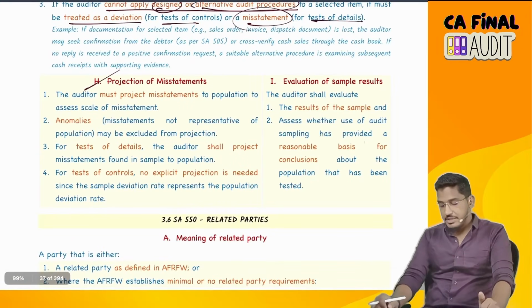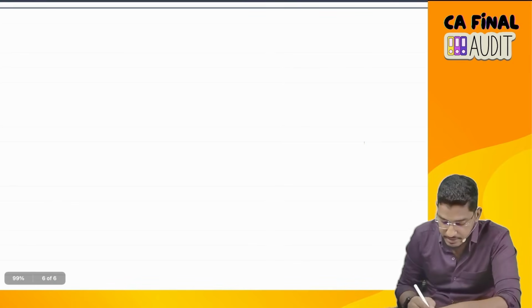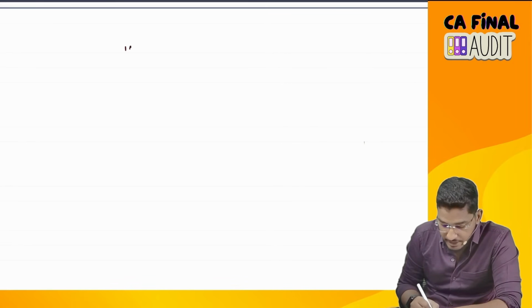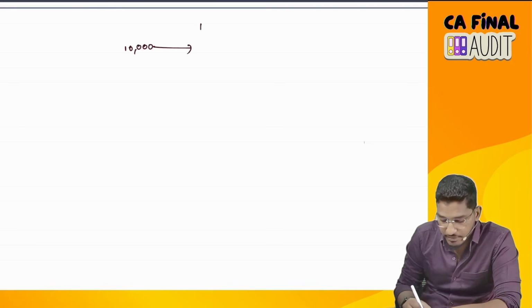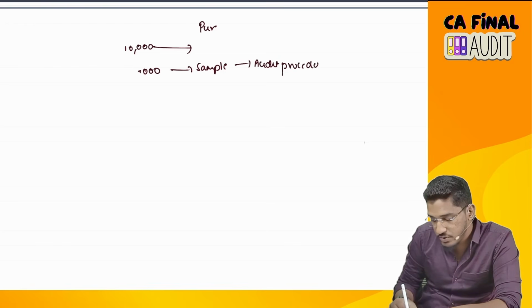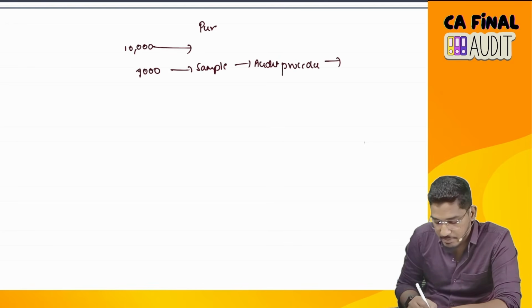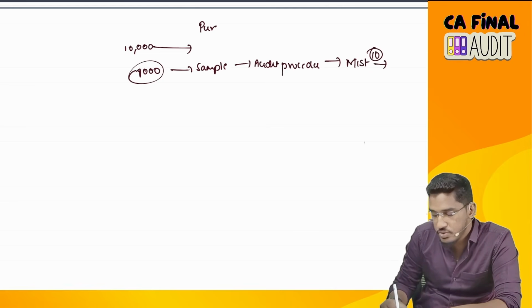Then, projection of the misstatement. Sir, what do you mean by projection of the misstatement? See, I will tell you one example. Say you have a total of 10,000 transactions of purchases. From that population of 10,000 transactions, you have selected 1,000 transactions as a sample. On the sample, you will perform audit procedures, and by performing them you will find some observations. Say you found 10 misstatements.